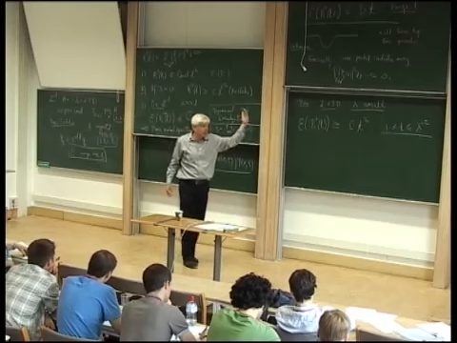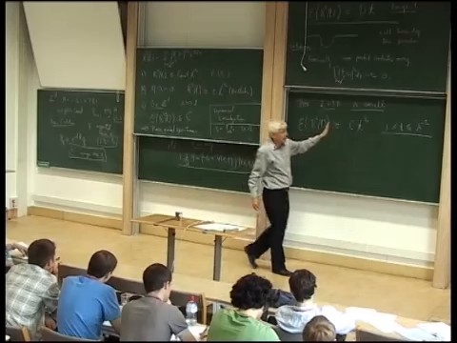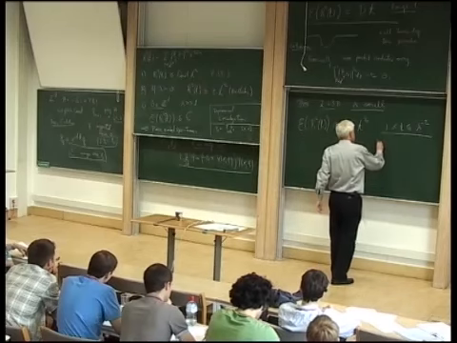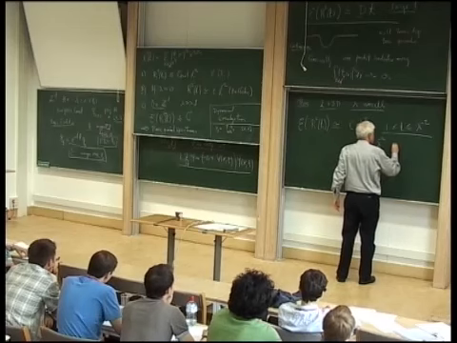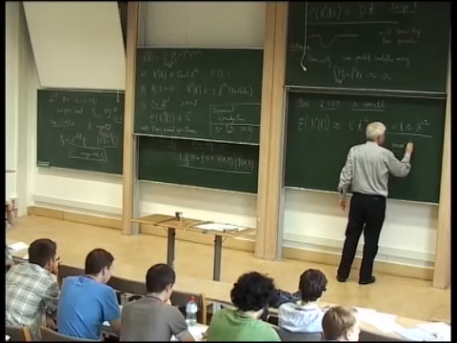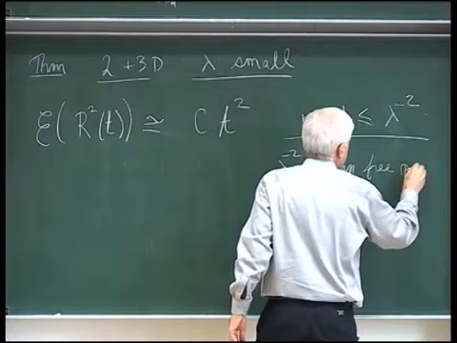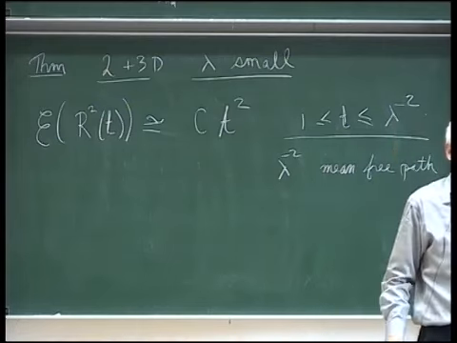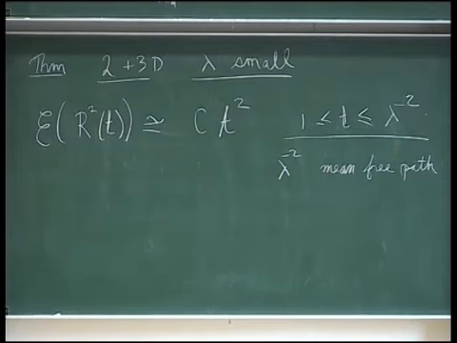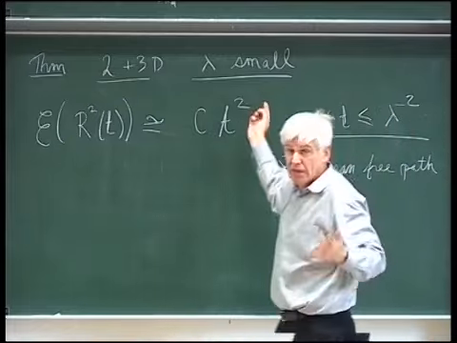But this is the ballistic time scale, and lambda to the minus 2 is considered to be, roughly speaking, your mean free path. In other words, the typical distance that the particle will go before it gets scattered. Okay? So that has to do with this time, and x and t are essentially comparable here.